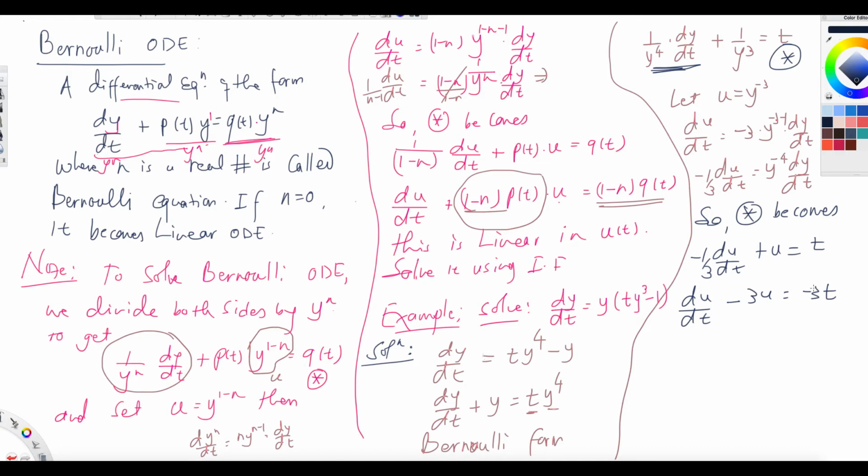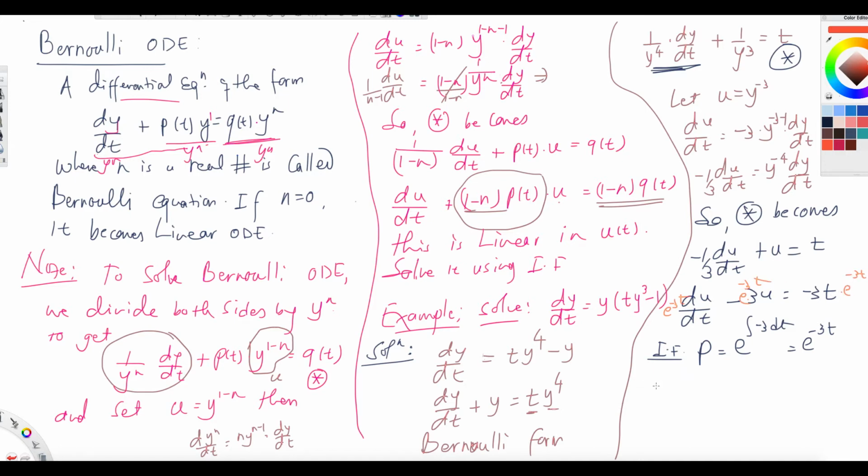So what I'm doing next is I'm trying to find out the integrating factor. So how do I find out the integrating factor then? The integrating factor is p, because this is linear in u. So p equals e to the integral of negative 3 dt. So that is e to the negative 3t, right? Multiply both sides by e to the negative 3t. So you are multiplying this by e to the negative 3t, this by e to the negative 3t, and this by e to the negative 3t, right? So what do you get?